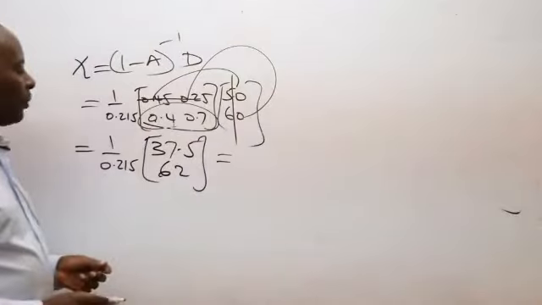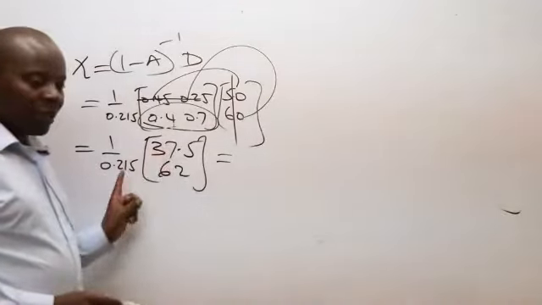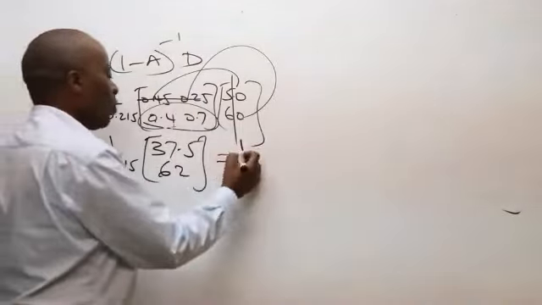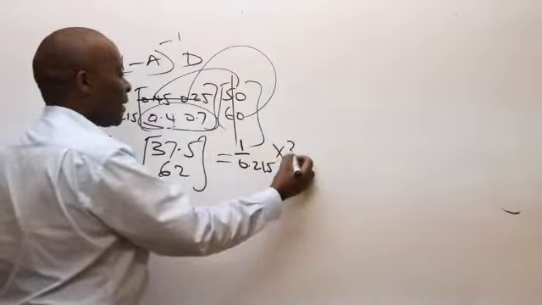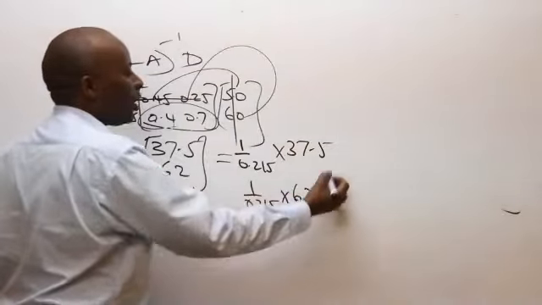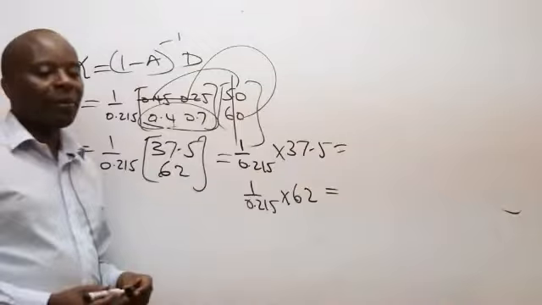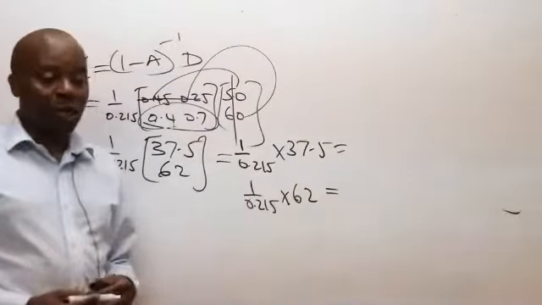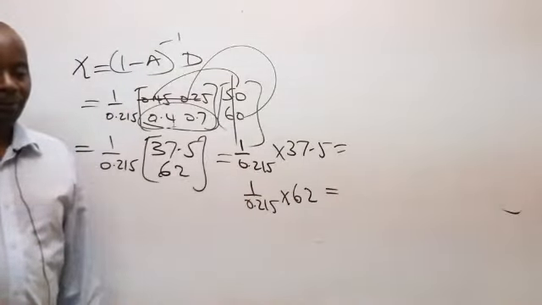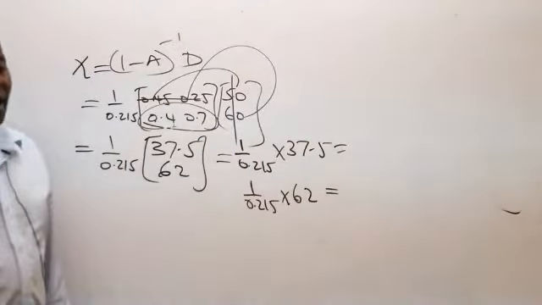So after that, ladies and gentlemen, the next thing will be for me to distribute the scalar. The scalar is very easy. You simply take 1 over 0.215 times 37.5, and 1 over 0.215 times 62. You get the two values. Could you kindly help us put them into decimal places? What do we have here into decimal places?